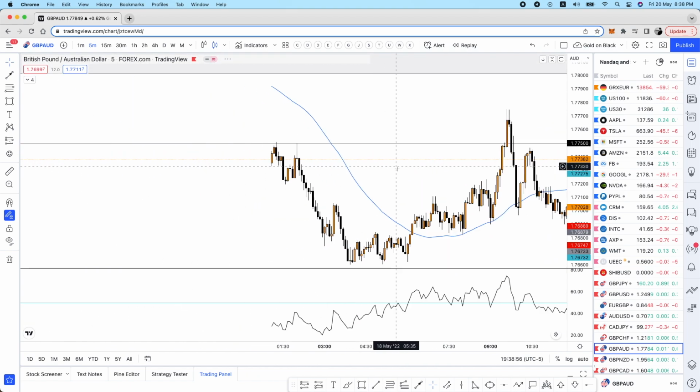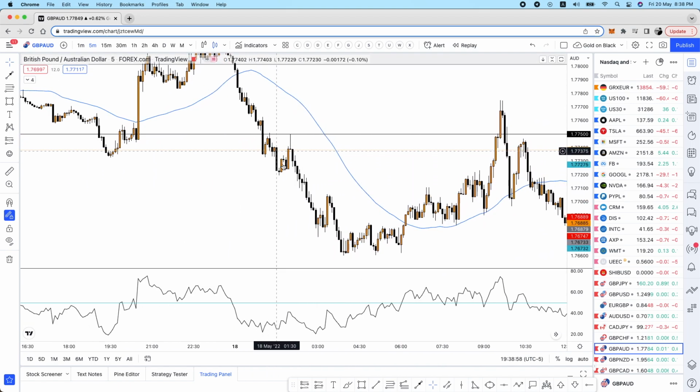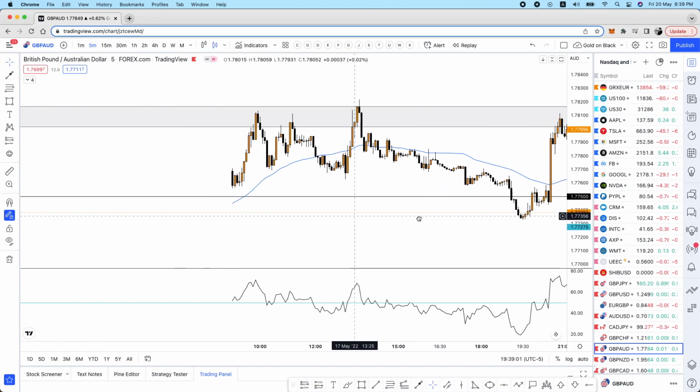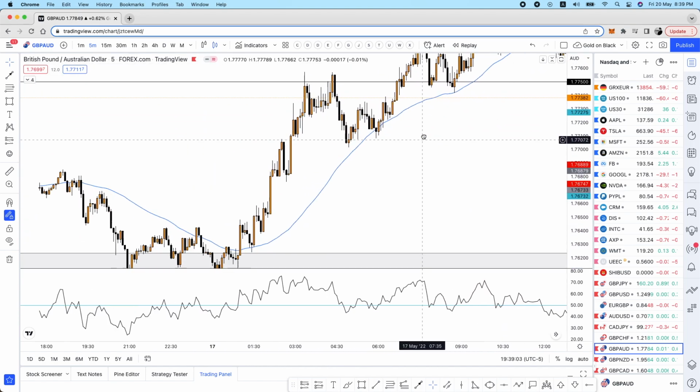A lot of ranging right here. Don't like that. No ranging.